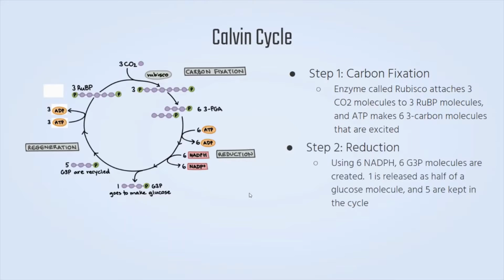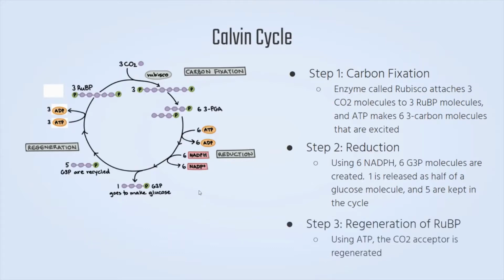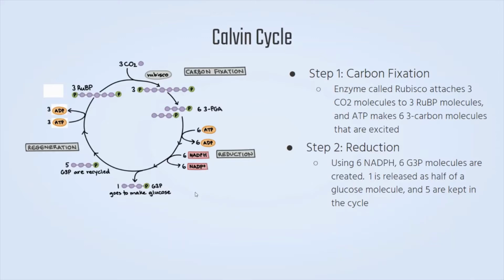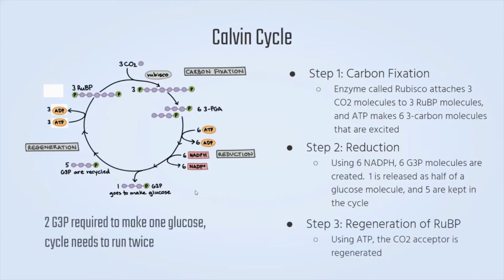The next step is called reduction, and using 6 NADPH molecules, 6 G3P molecules are created. After that, 1 will be released as half of a glucose molecule, and 5 will be kept in the cycle. Finally, we have to regenerate the RuBP molecule, and using ATP, the carbon dioxide acceptor is regenerated. Just as a note, 2 G3P molecules are required to make 1 glucose since there are only 3 carbons in 1 G3P, so the cycle needs to run twice.